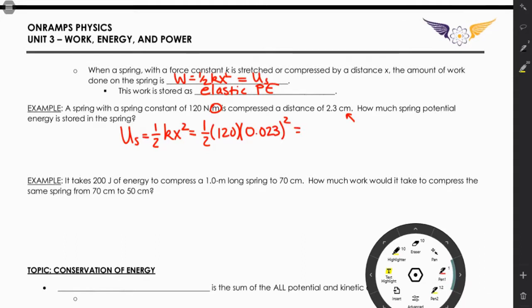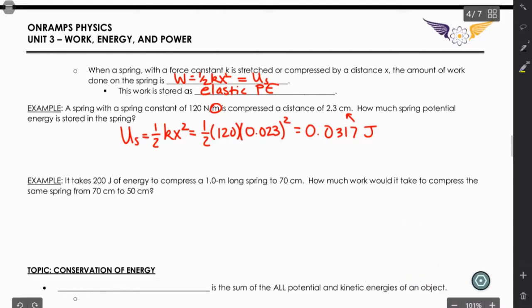I'm just going to confirm my answer. 0.5 times 120 times 0.023 squared gives us an answer of 0.0317 joules. Now notice this spring doesn't store a lot. But if you take a garage door spring, that's going to store a lot because your K value is going to be much higher. And that's why garage door springs are very dangerous if they ever break.